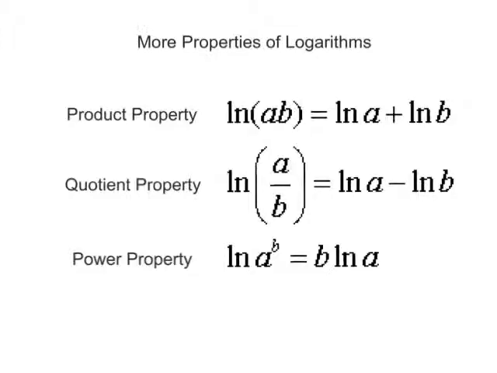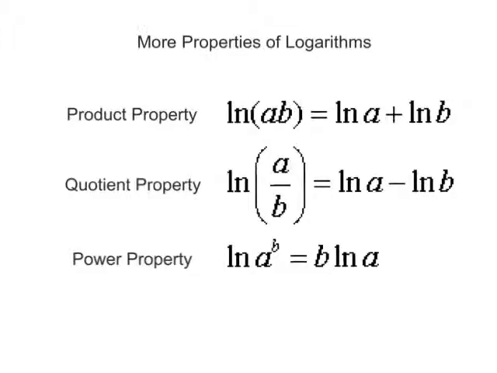Our last property is the power property, and it states that if your argument has an exponent, you can bring that exponent down and multiply it as a constant multiple, or not necessarily a constant multiple, it can be a variable also, multiplied by the natural log of your argument, okay? Alright, so these can be used in two different directions, okay?